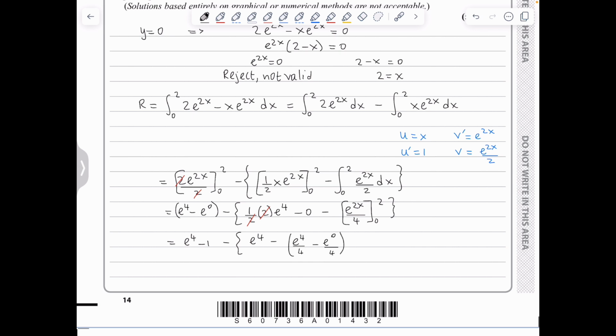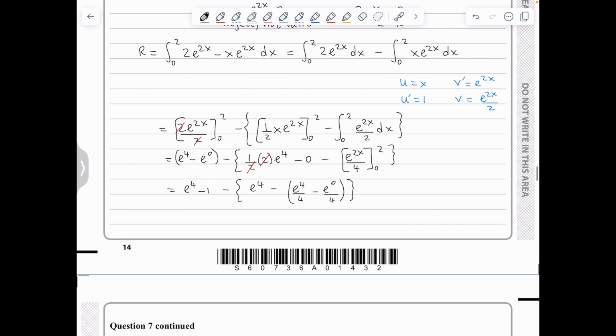So we have evaluated all the integrals. We need to collect like terms together. So this is e to the 4 minus 1 minus brackets e to the 4 minus e to the 4 over 4 plus a quarter.